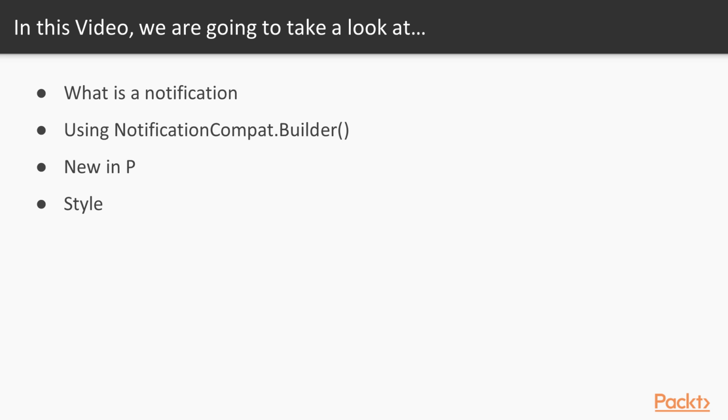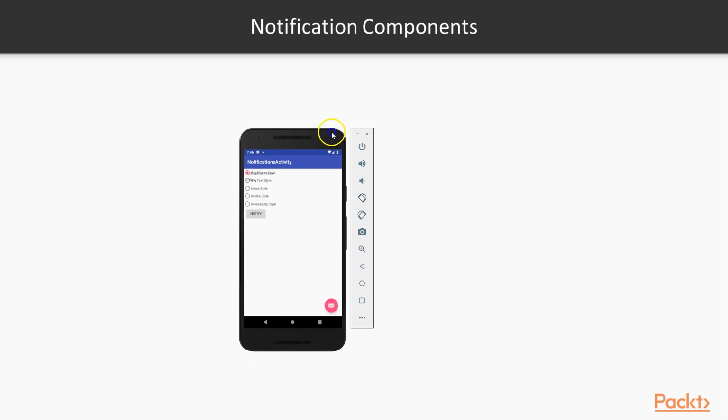We're going to talk about what a notification is, how to use the builder pattern to create a notification, what's new in Android P, and a little bit on style. First of all, a notification. This is something that will typically be broadcast by an application onto your device.